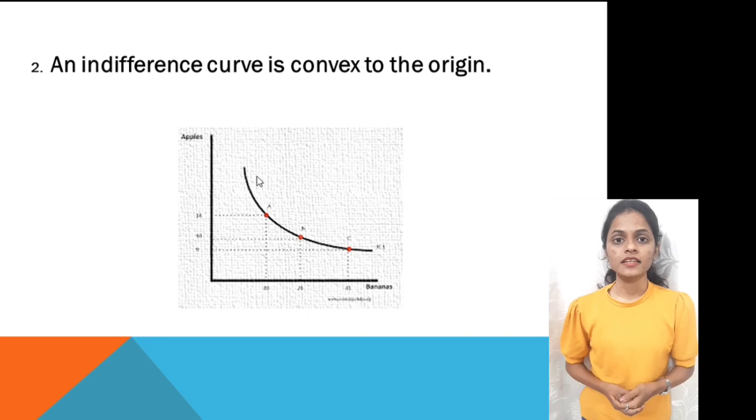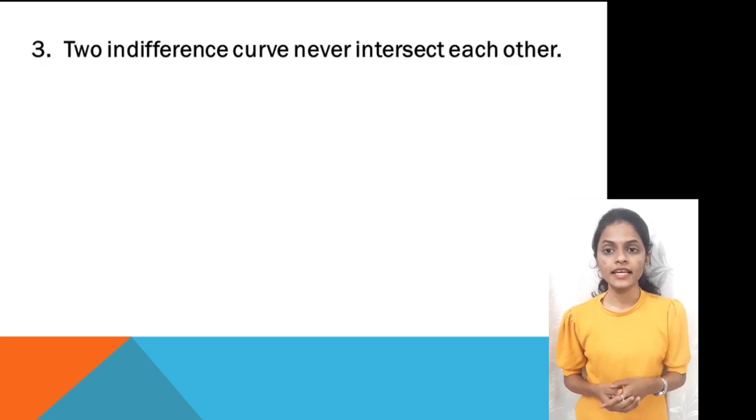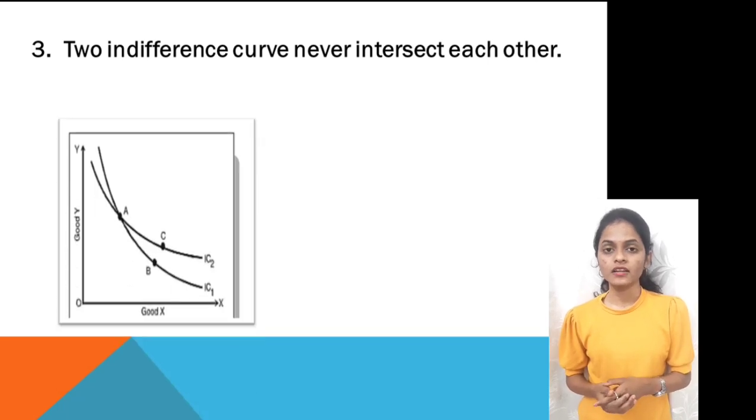Second characteristic is an indifference curve is convex to the origin. Because due to the law of diminishing marginal utility, a consumer is always willing to sacrifice fewer units of a commodity for every additional unit of another good.